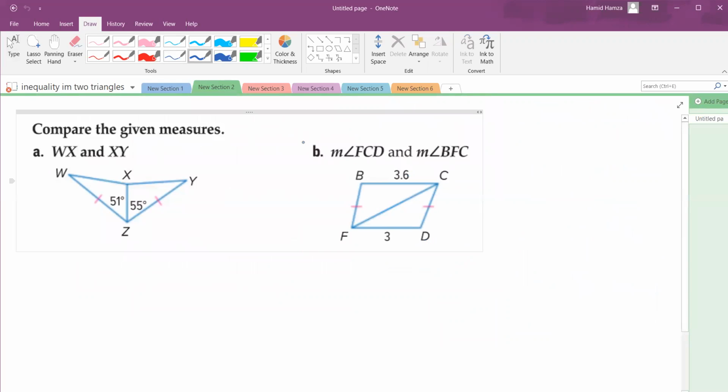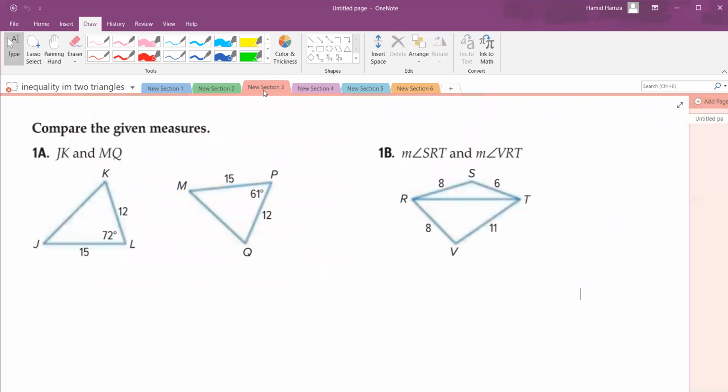It's very easy, guys. They give you like this. So let me start by this one. By this one. Yeah.